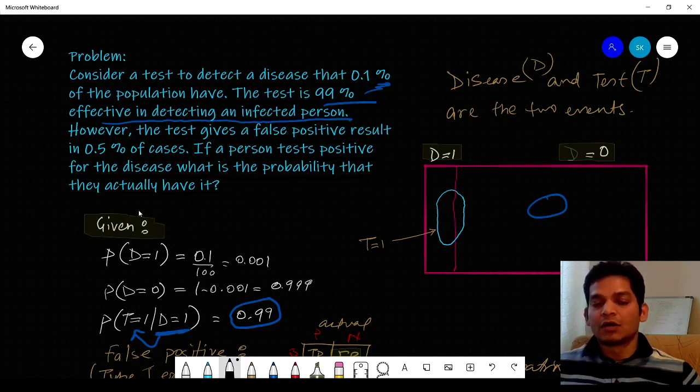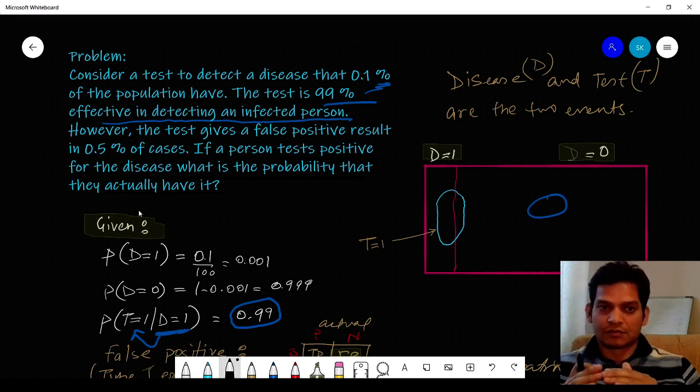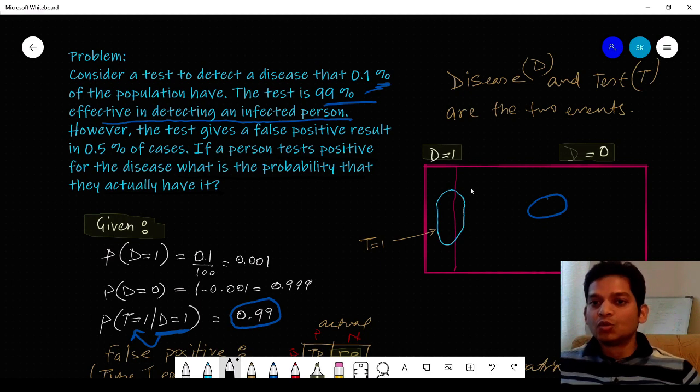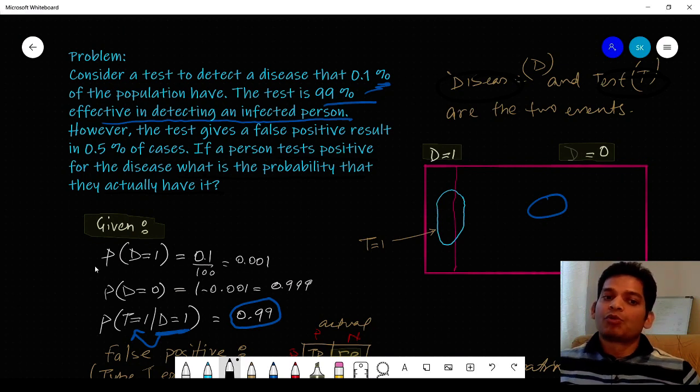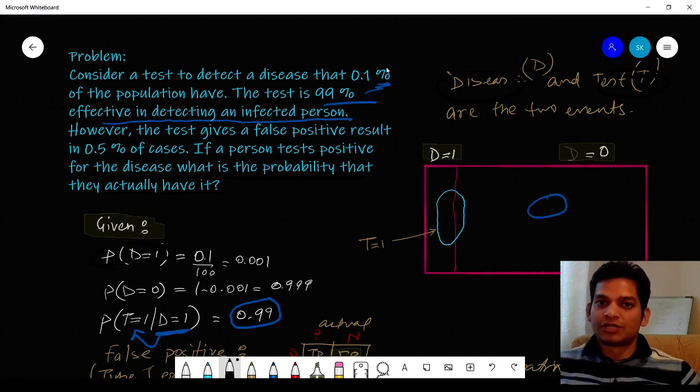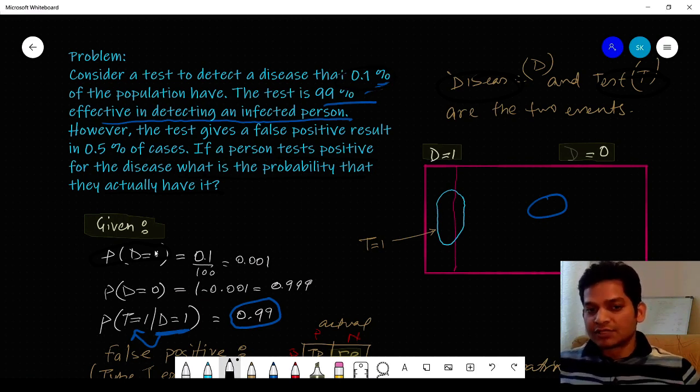Okay, so now the whole scenario, slowly we'll try to reach the top level. First, what's happening? There are two events: one is the disease, the second one is the test. Now, the probability of having the disease in a population: the first statement says that in the whole population, 0.1% of the people have that disease. So this is given, okay?